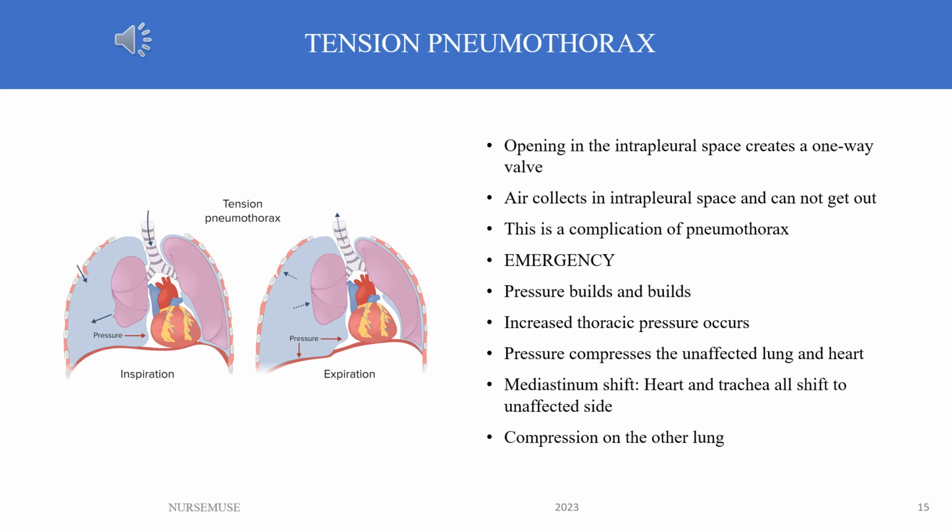So you're going to have this mediastinum shift. So the heart and trachea are all shifted to the unaffected side. So this is when you read those questions or see those patients, we want to look at that trachea. Is the trachea midline or is it shifted? Because if it's shifted, this can indicate a tension pneumothorax. So the shift is going to go to the unaffected side, and now it's compressing the other lung. So this is an emergency because we don't want the other lung to be affected, and we need to get that positive air pressure out of there so we can equalize and have no negative air pressure.